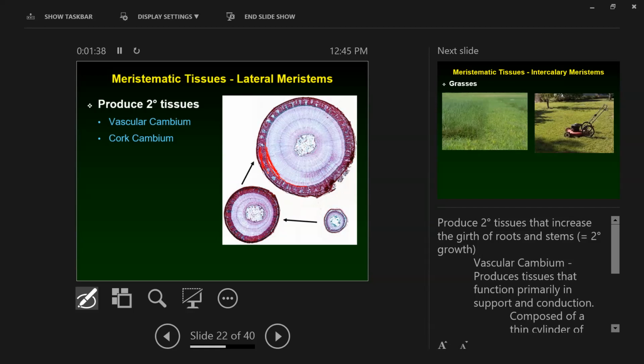And not all plants, by the way, have a vascular cambium. We'll get into that. So we're only talking about certain types of plants, like the beautiful trees we have in this region. They all have vascular cambium. But corn plants don't do that. You never see a corn stem get massive. All right, so there's a lot of plants that don't have this.